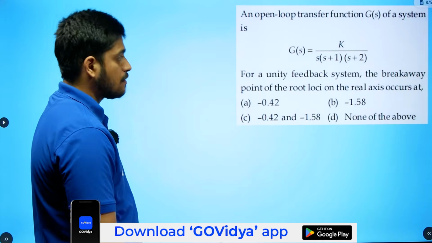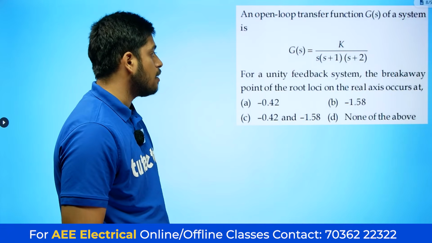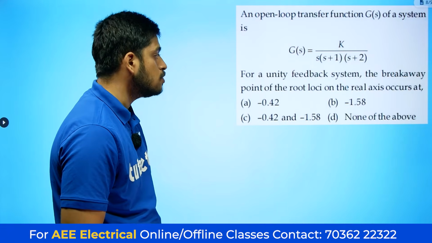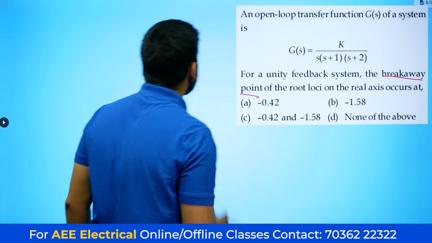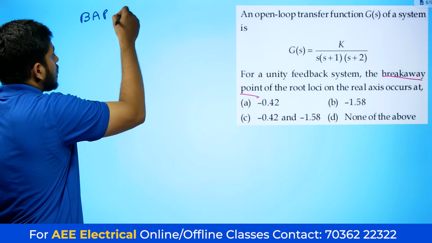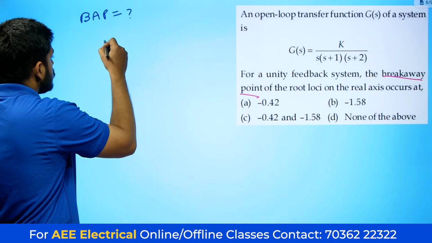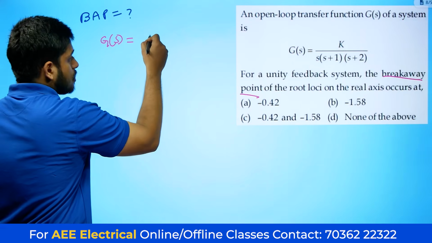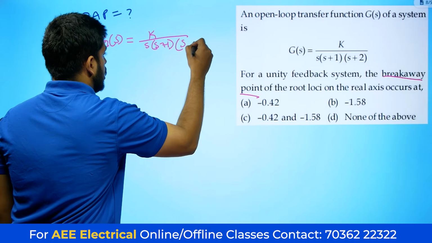So an open loop transfer function of a system is G(s) = K / (s(s+1)(s+2)). We need the breakaway point, BAP. So what is the thing we need? BAP, breakaway point. What is the open loop transfer function given to us? G(s) = K / (s(s+1)(s+2)).